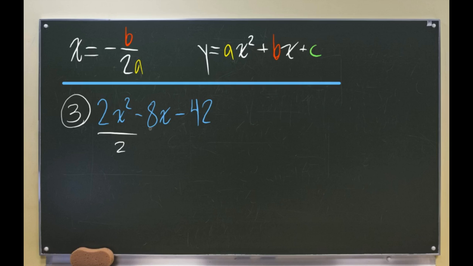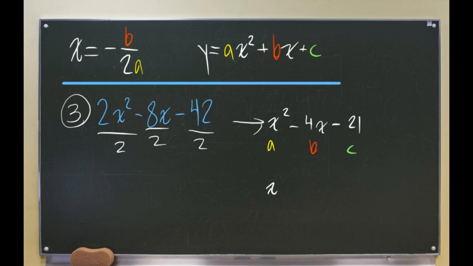So if I do that, we get 2x squared divided by 2 is just x squared, negative 8x divided by 2 is negative 4x, and negative 42 divided by 2 is negative 21. So we know our A is 1, our B is negative 4, and our C is negative 21. So let's plug it into our formula.